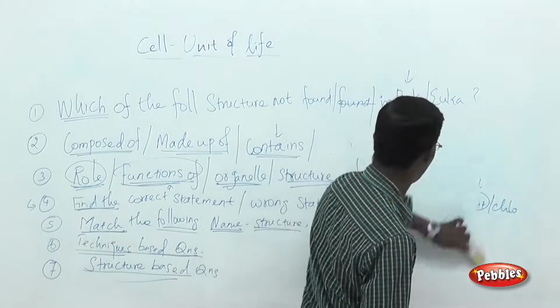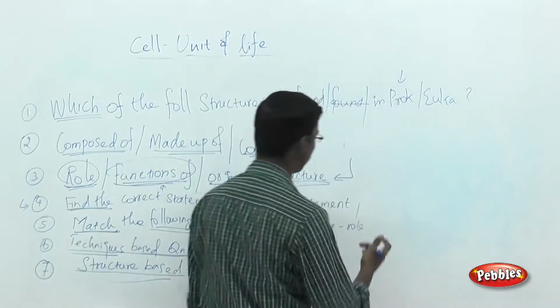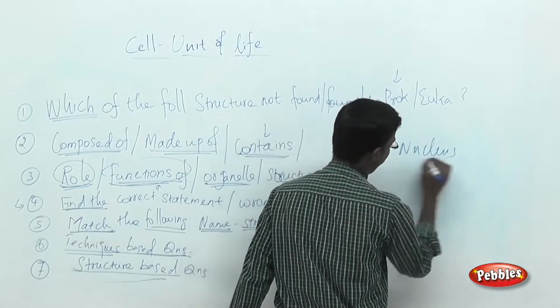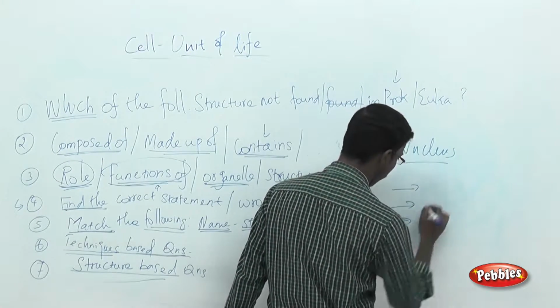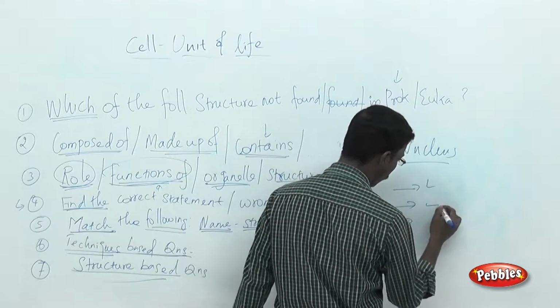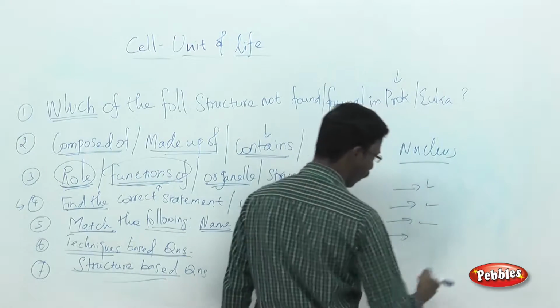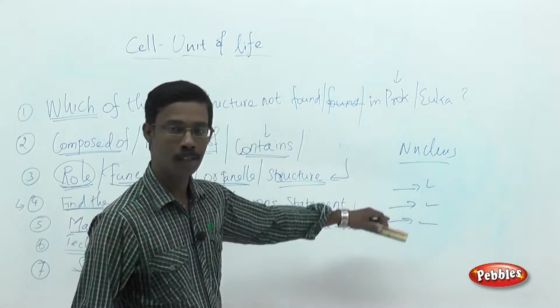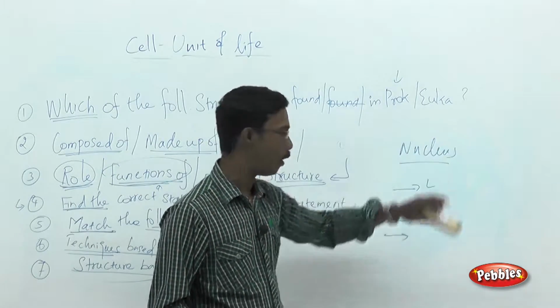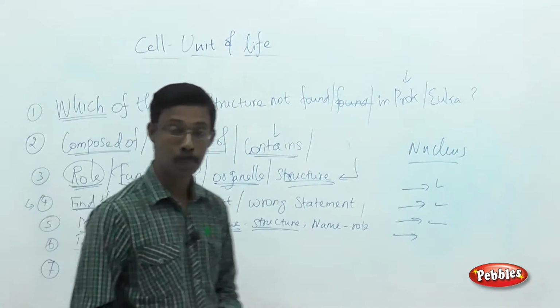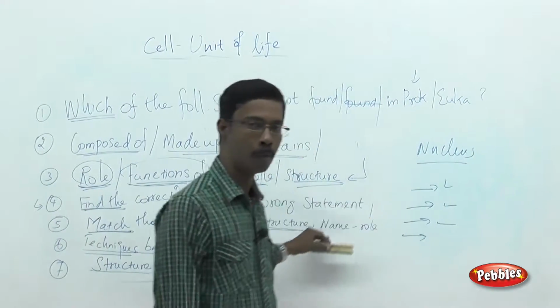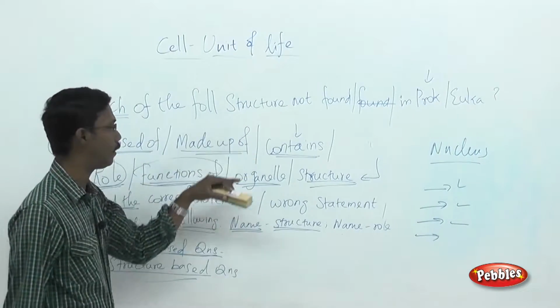So for example, who has discovered the nucleus, and you can expect the answer choices like Alexander Fleming, Robert Brown, Robert Hooke. Okay, and you have to choose the correct answer. Robert Brown has discovered the structure nucleus, and these are the common types of question you can expect from the particular unit.